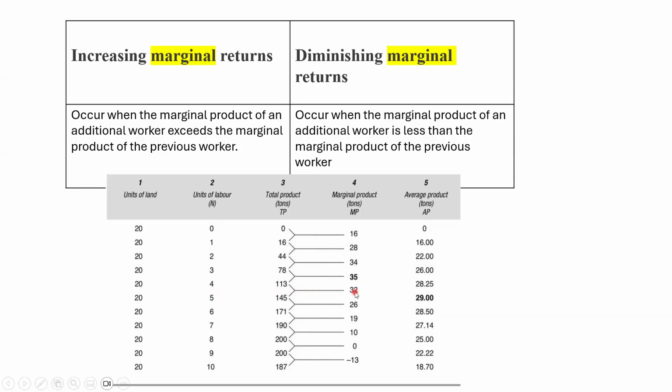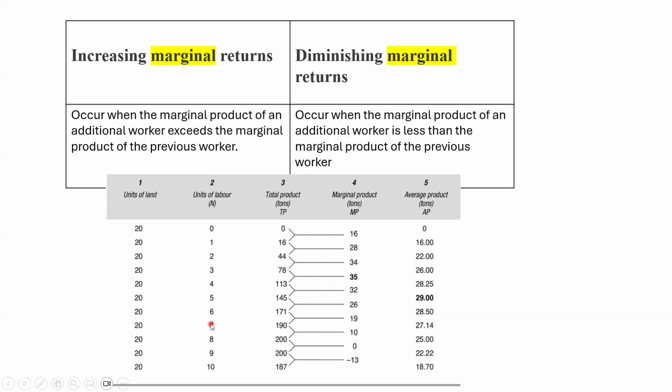Okay, so here they continued. They hired another worker, from 5 to 6 workers. Your total product increased from 145 to 171. But the marginal product, the extra units that were produced by the employment of this person, actually decreased from 32 to 26. Can you see? And so on.